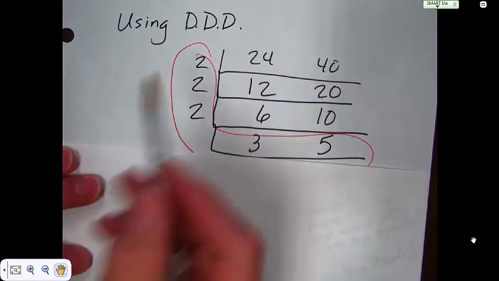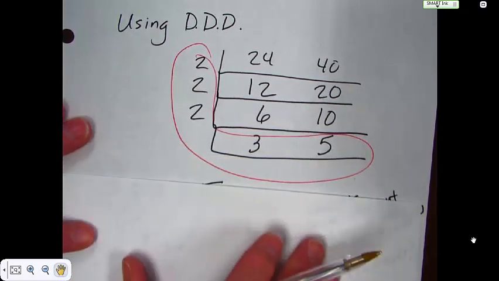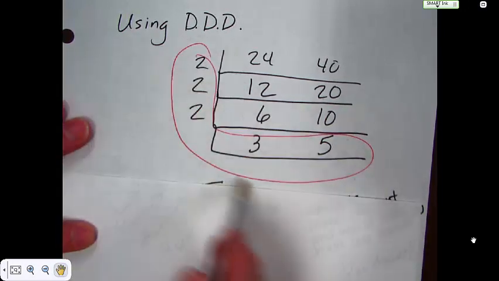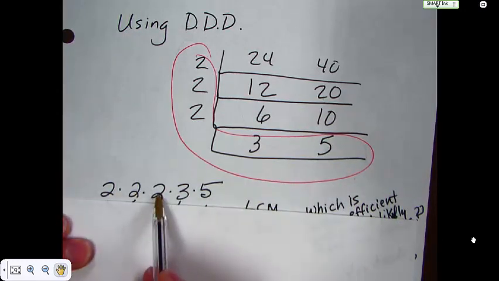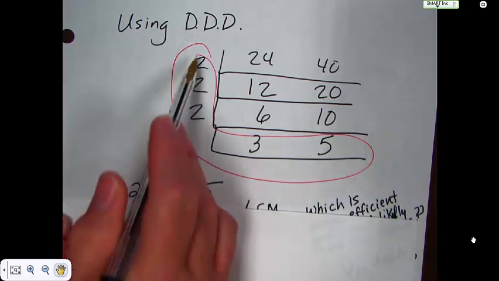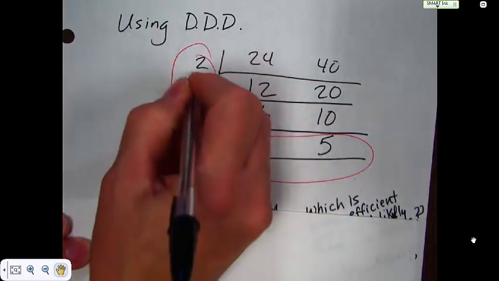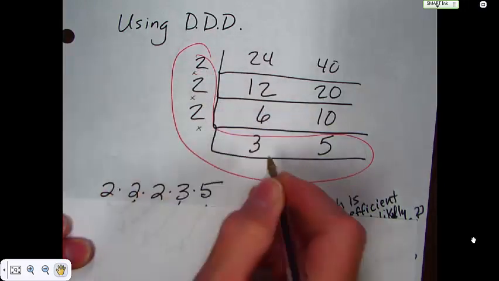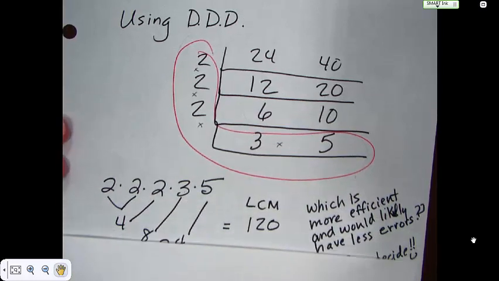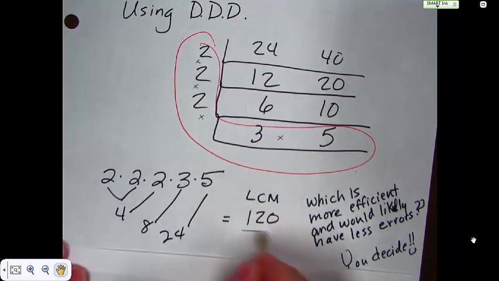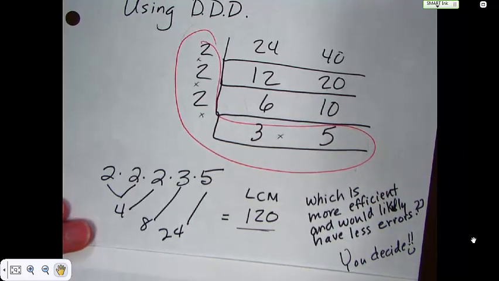So I would make my L shape, and I end up with 2 times 2 times 2 times 3 times 5. You just go around the corner, you put your multiplication in there. If you multiply 2 times 2 times 2 times 3 times 5, guess what you get? You guessed it, it's 120.